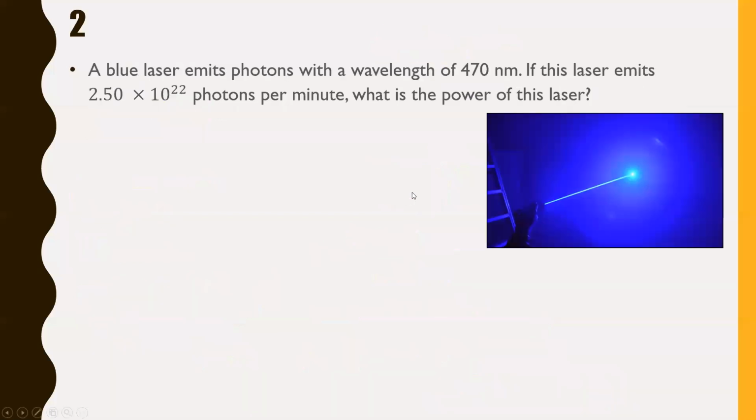Anyway, moving on. Question 2, a blue laser emits photons with a wavelength of 470 nanometers. If this laser emits 2.50 times 10 to the 22 photons per minute, what is the power of this laser? Pause the video here, give this one a try.